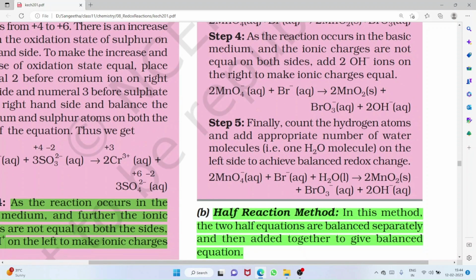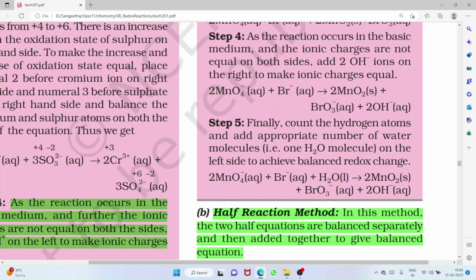Then as the reaction occurs in the basic medium and the ionic charges are not equal on both sides, add OH minus ions on the right to make the ionic charges equal. So here it is balanced. Now finally count the hydrogen atoms and add the appropriate number of water molecules on the left side to have the balanced redox reaction. So this is the oxidation number method.